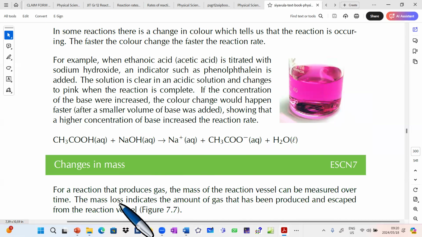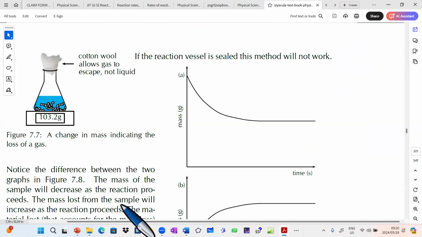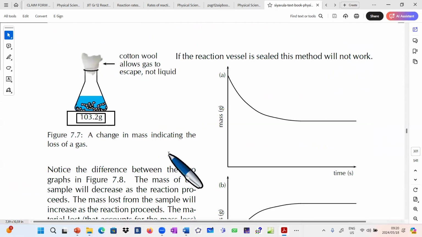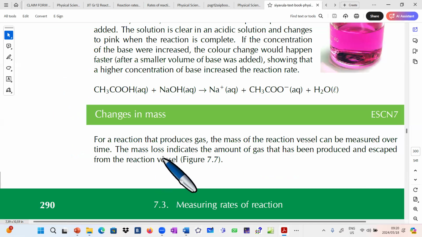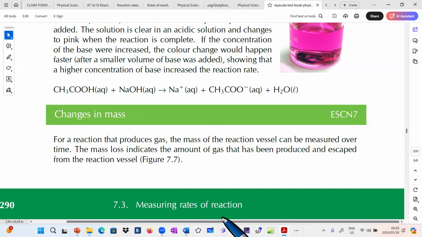Now, change in mass during a chemical reaction. One way to study chemical reactions is to measure the change in mass, for a reaction that produces carbon dioxide or another gas. For a reaction that produces gas, the mass of the reaction vessel can be measured over time. The mass loss indicates the amount of gas that has been produced and escaped from the reaction vessel.